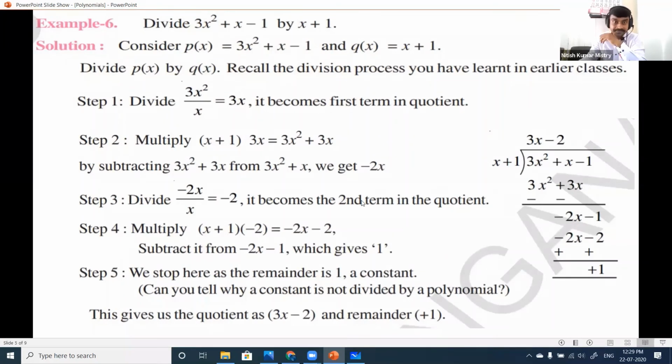So these are the steps. Step 1. Divide 3x squared by x equals 3x. It becomes the first term in the quotient. Then multiply x plus 1 into 3x. These all are the things which I have already said to you. I hope everybody understood how to divide a polynomial, right?